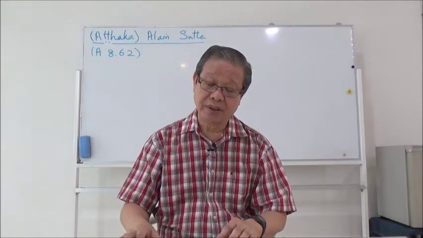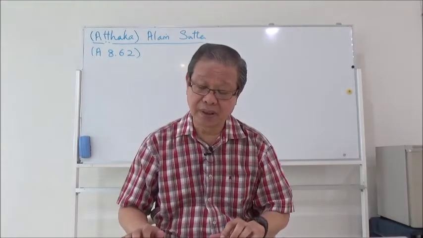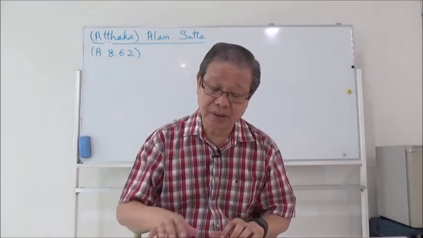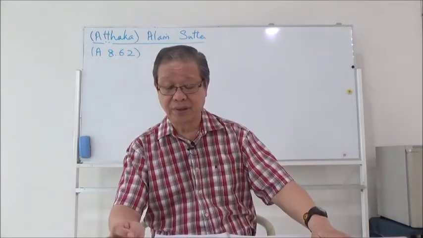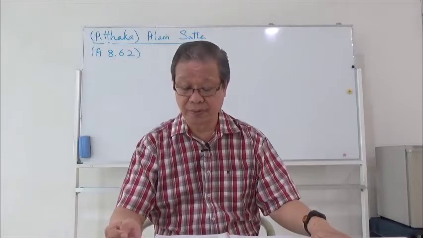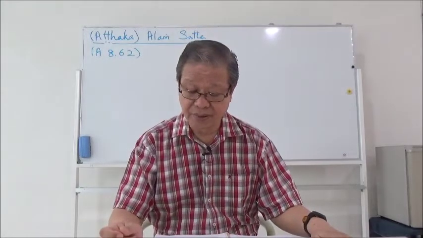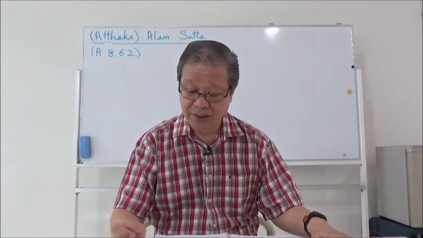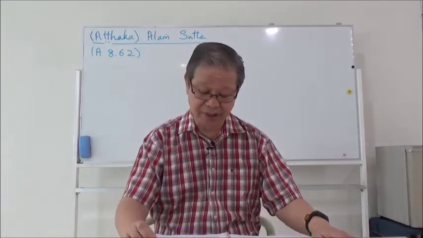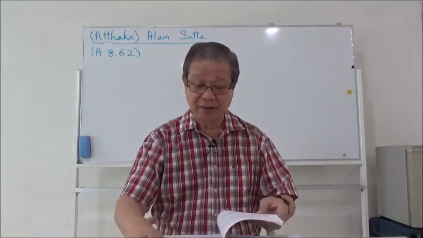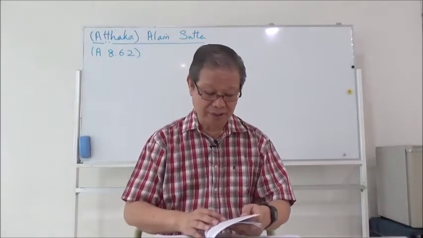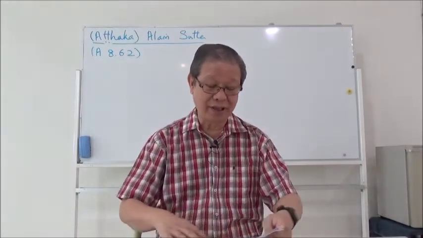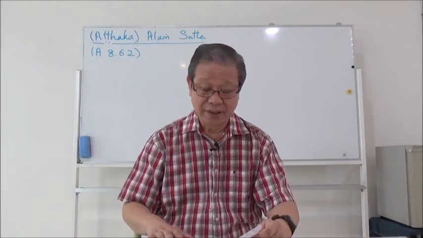Today's sutta, the Book of Eights, Attaka Alang Sutta, the translation of Attaka Alang Sutta is the eighth discourse on the sufficiently capable, A862. The qualities of a Dharma worker. So we have 8 kinds of people, and there are different qualities. You can see on page 74, there's a diagram. I've summarized everything there.